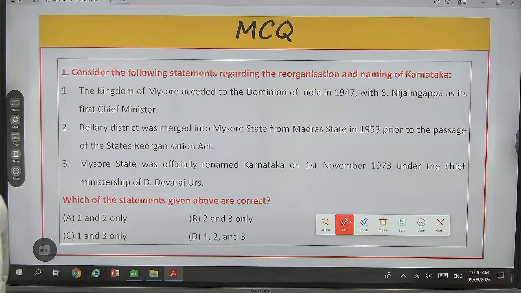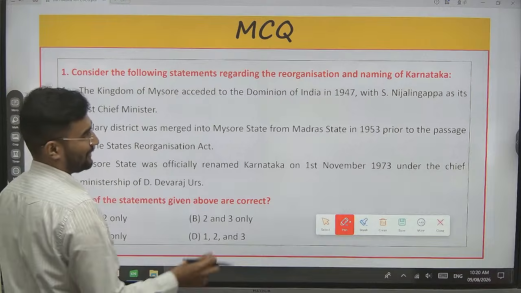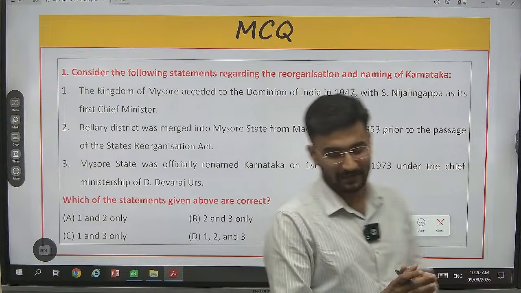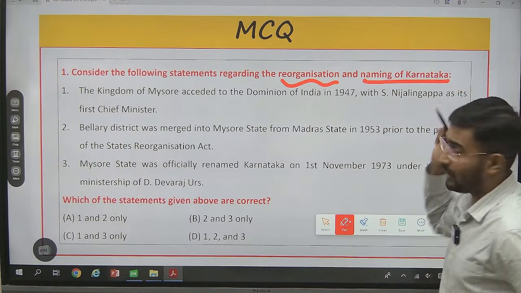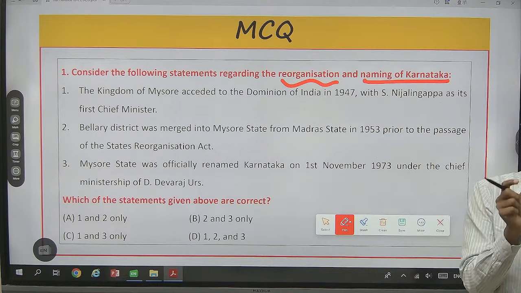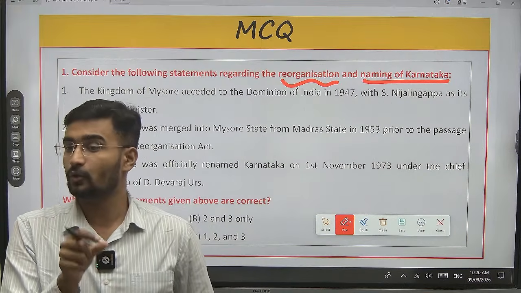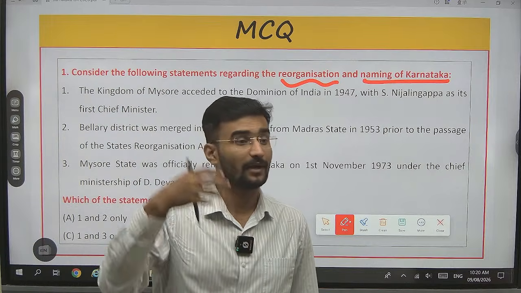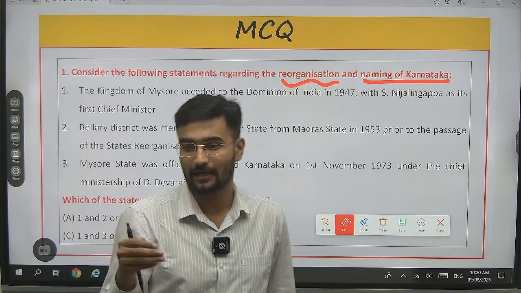Okay, now. What's the answer for this? Option B. C. Okay. Let's see. Even I don't know. Now, with respect to this question, consider the following statements regarding reorganization and naming of Karnataka. See, as soon as you hear the word reorganization, you need to know two important reorganizations. One is the reorganization which took place in India, and the second is the reorganization which took place in Karnataka.